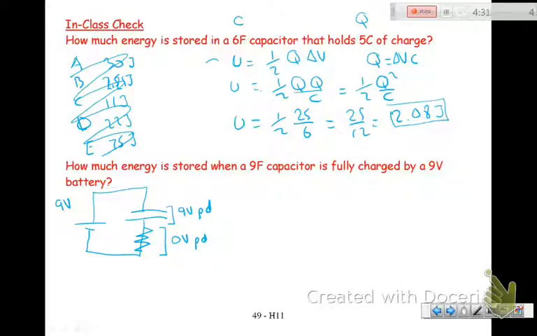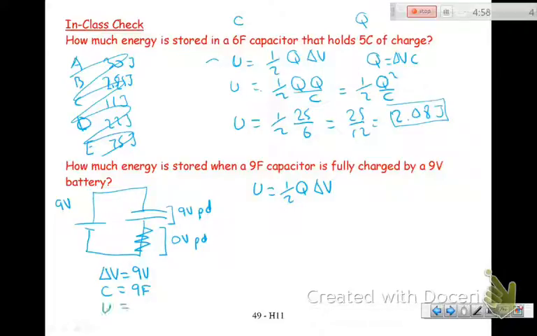Okay, so now I know my potential difference, and I want to find out how much energy. So U equals 1/2 Q delta V. And what do I know? I know my delta V equals 9 volts. What else do I know? I know my C is equal to 9 farads. And I want to know my U.